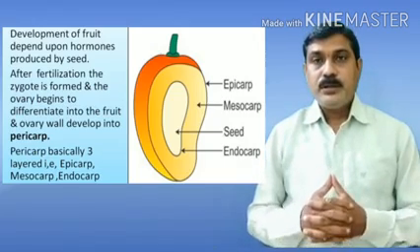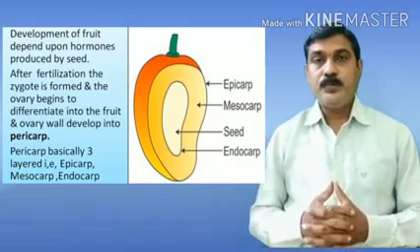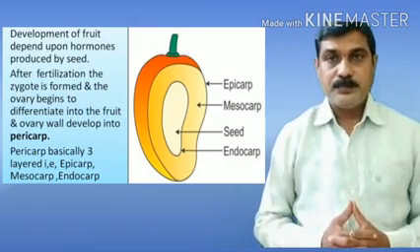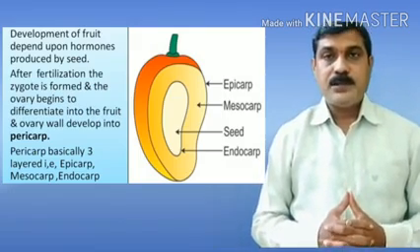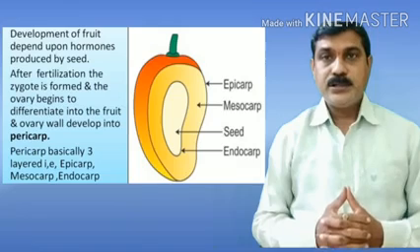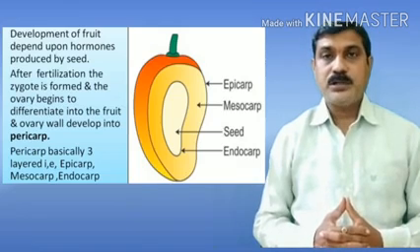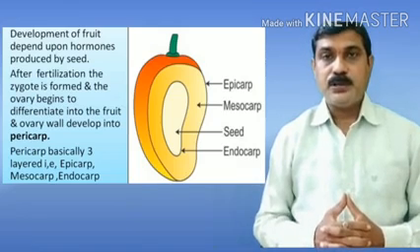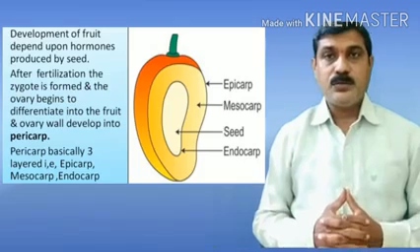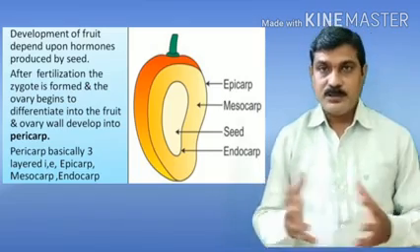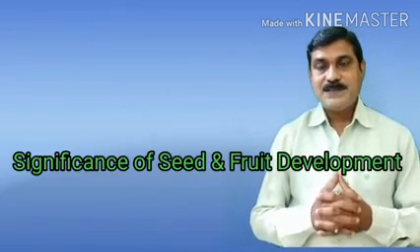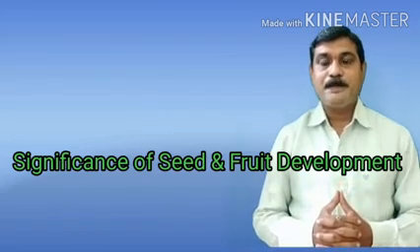This ovary is responsible for development of the fruit wall, known as pericarp. In some examples, pericarp may be differentiated into three sublayers: outer epicarp, middle mesocarp, and inner endocarp. Examples are coconut and mango. Now let us discuss the significance of seed and fruit development.